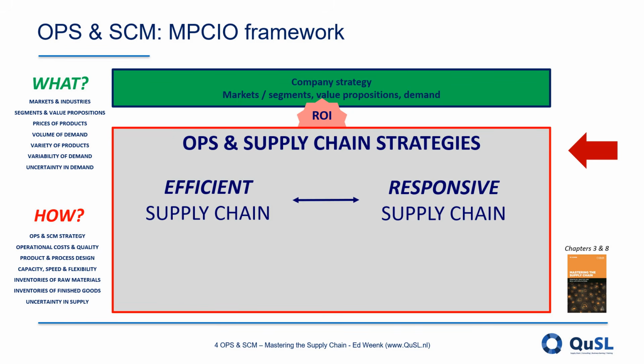In practice, other namings exist, such as low cost or cost-driven or lean for the efficiency strategy, and fast and responsive, flexibility-driven or agile for the responsive strategy.